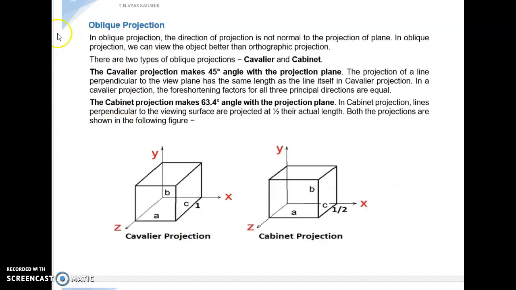And next is oblique projection. In oblique projection, unlike orthographic projection, the projection is not perpendicular. That is, it will have some angle.